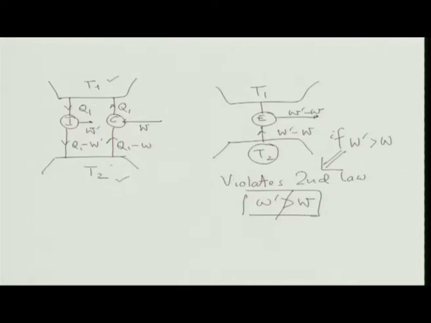Once we convinced ourselves that W prime cannot be greater than W, we proceeded, and a series of mathematical arguments told us that the efficiency of the Carnot engine is greater than the efficiency of the irreversible engine. That is the summary. So, we cannot have W prime greater than W because that makes the second law violated. We cannot do that, hence eta C must always be greater than eta irreversible. That is the summary of whatever we did in the last lecture.